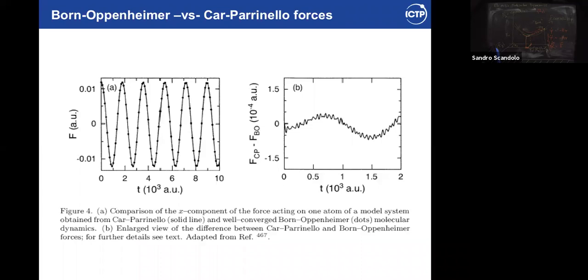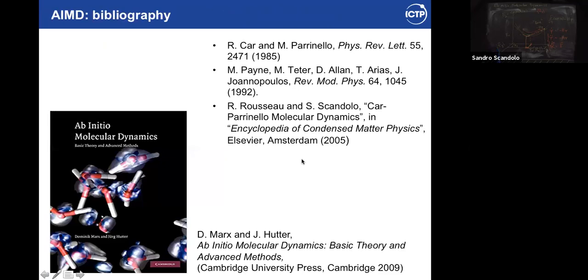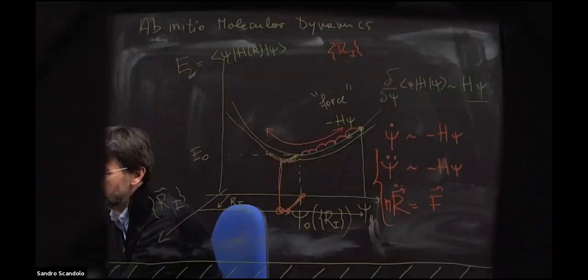Oh, sorry. Yes. I leave you with some basic text about molecular dynamics, a little bit about the history, the basic papers, and also a very nice and comprehensive book that was written by Dominik Marx and Jürg Hutter about ab initio molecular dynamics, where you'll find essentially everything you want to know. It's a bit old, but it contains really everything you need to know to run ab initio molecular dynamics. And with this, I will stop here. Thank you very much.